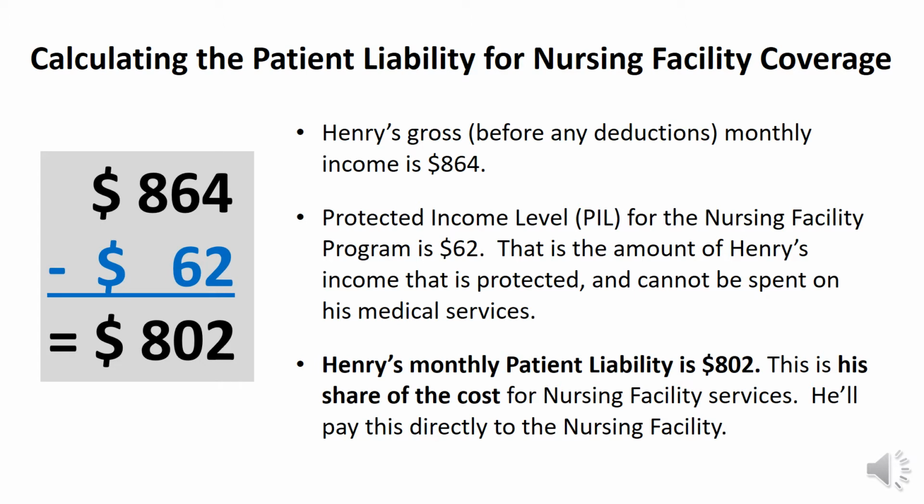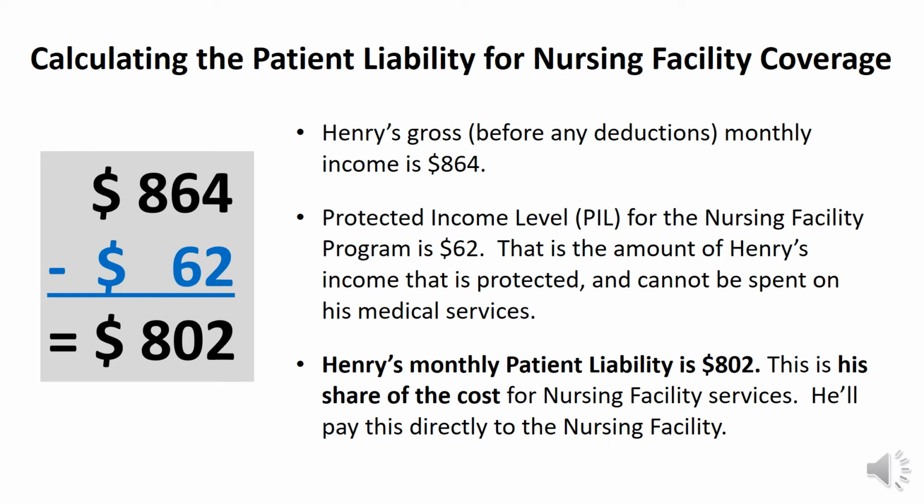Let's do an example of calculating the patient liability for nursing facility coverage. We've got Henry here with a gross monthly income of $864 a month. So that is his income before any deductions. The protected income level for the nursing facility program is $62. So that's the amount of Henry's income that is protected and cannot be spent on or toward his medical services. That's his money to buy cigarettes or do whatever it is he wants to do with that money. It can't be used toward his medical services.